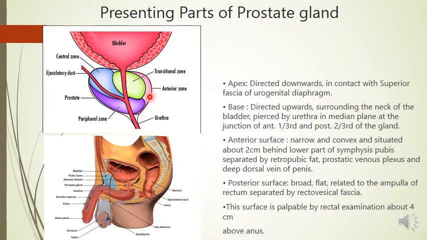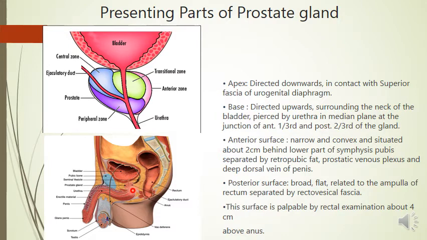And the anterior surface is narrow and convex, and it is situated 2 centimeters below and behind. So this is the pubic symphysis here. So it is situated 2 centimeters below and behind, and separated by retropubic fat. So this is the pubic bone, and behind the pubic bone, this is the retropubic fat. So the anterior surface is related to the pubic symphysis and retropubic fat. And also prostatic venous plexuses are present, which we have seen in the earlier slide, and the deep dorsal vein of the penis. So these are the relations of the anterior surface.